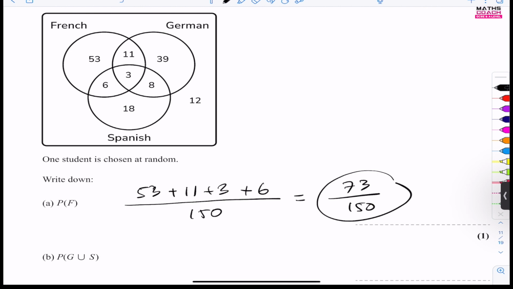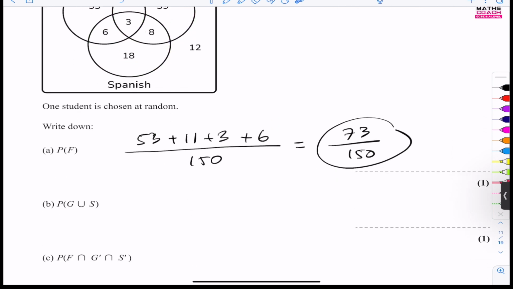Now, what does this mean? Probability of G union S. Union means or. So what's the probability that they study German, that's the G, or Spanish? Okay, so it's an or question. So if we look at the circles for German and Spanish, we're only adding up all of those values right there. Okay, so we're not including the French's 53 and the outside number of 12. Okay, so we're going to add those up only.